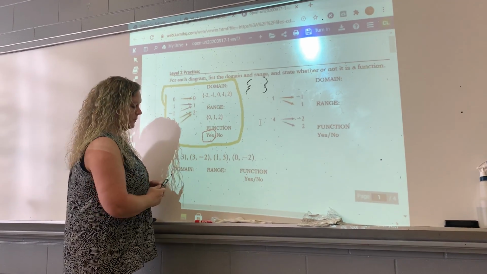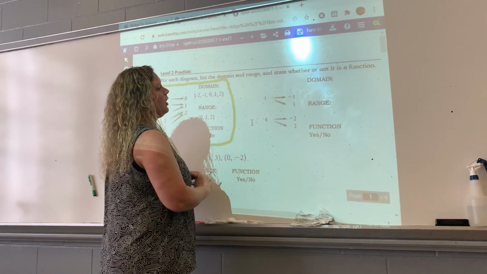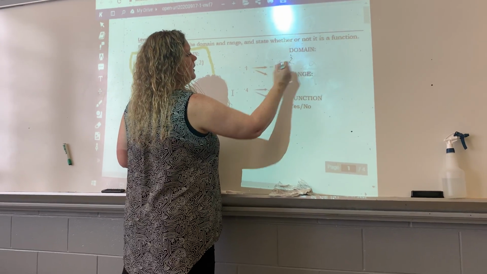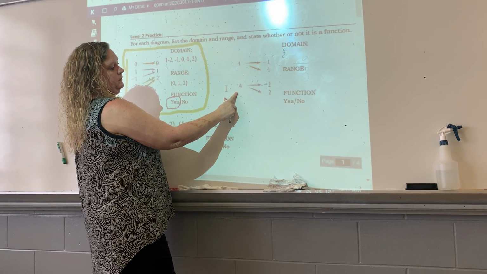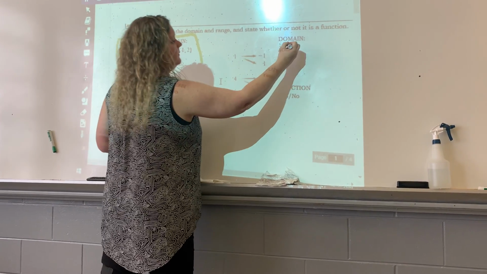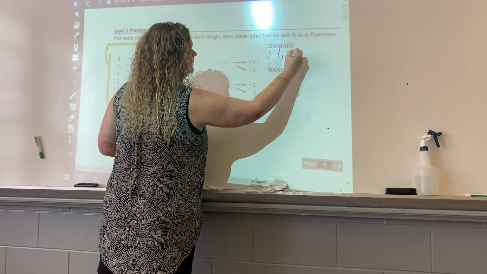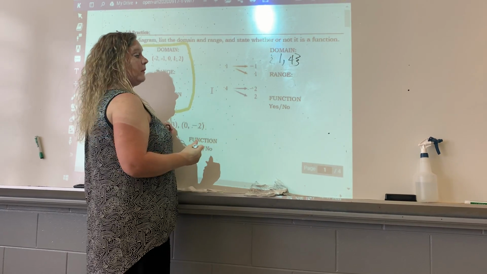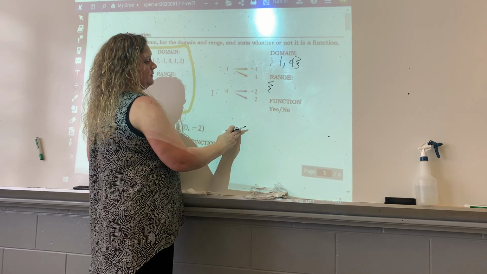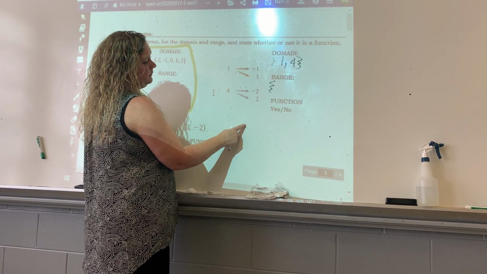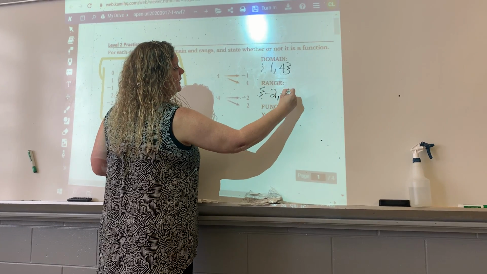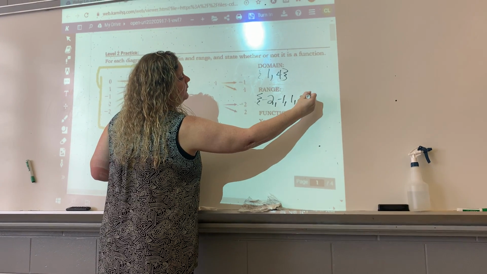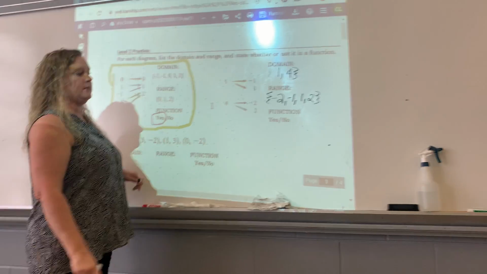Then in the next one, your domain would be, what are the X values that are used? 1 and 4. The range would be the Y values: -1, 1, -2, and 2. So -2, -1, 1, and 2 if you put them in order from least to greatest, okay?